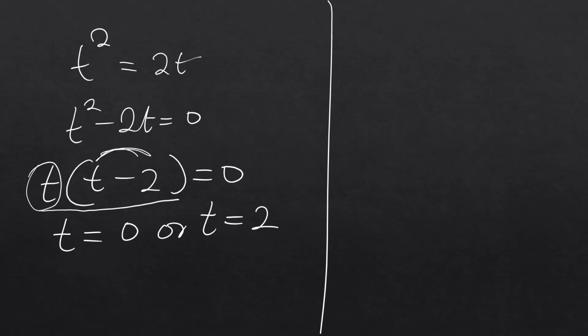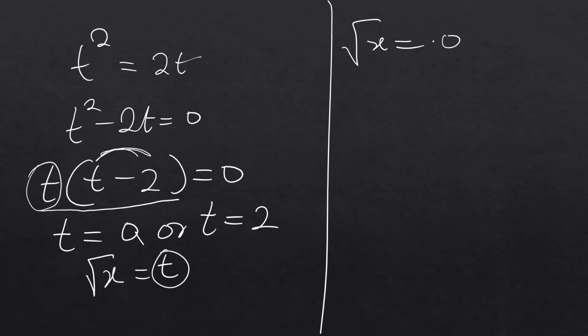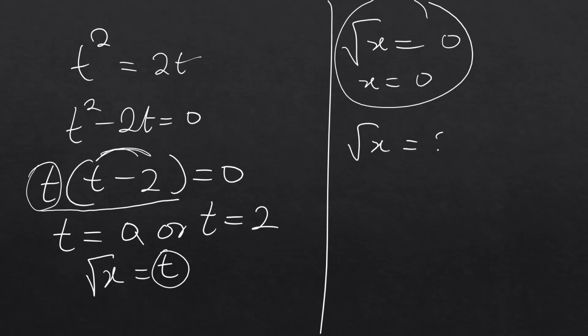However, remember what we know. We know that root x is equal to t. So in this case, the first one, I'll have root x is equal to 0. That simply means that x is equal to 0. But since we said that x cannot be 0, that means that is not a solution. So what do you think? What's your opinion here? That is the first. The second one is what I'll be more interested in. Where root x is equal to 2, therefore x is equal to 2 squared, which is 4.